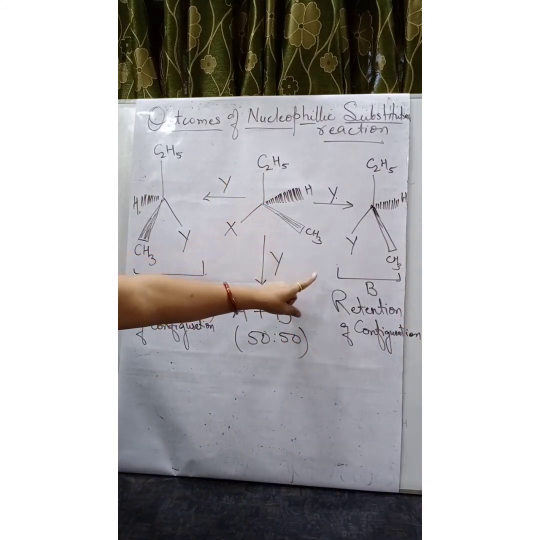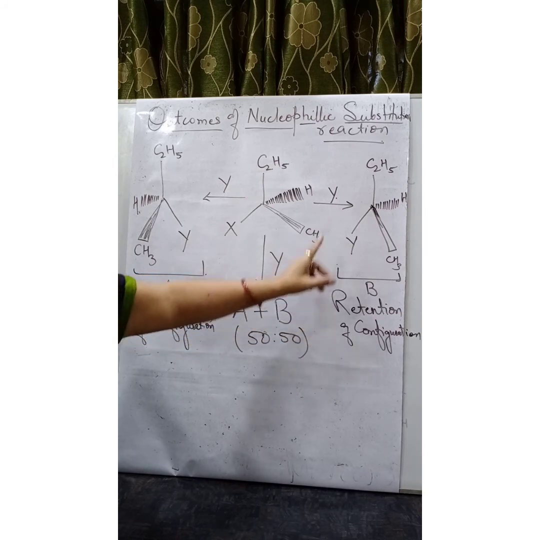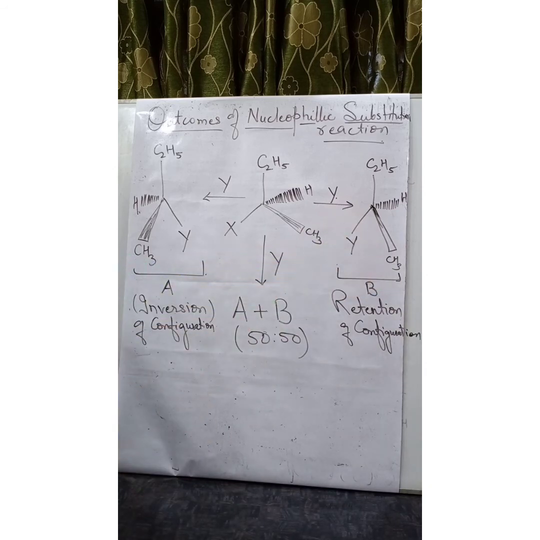When you are getting B as the product, where only substitution is taking place without any change in the configuration, then we call this retention of configuration or just retention. So how do we define retention? Retention is the process in which the substitution takes place with the formation of product having no change in configuration.